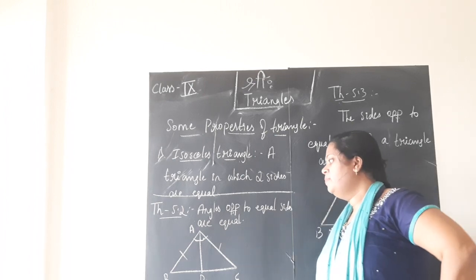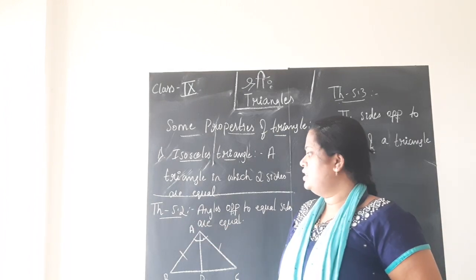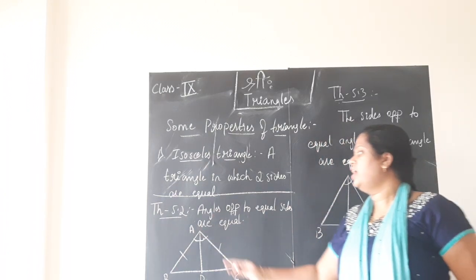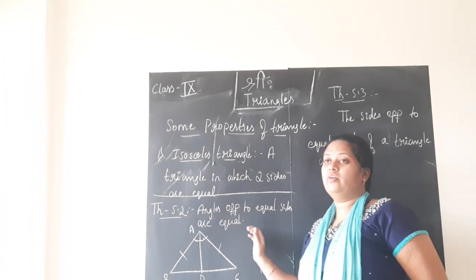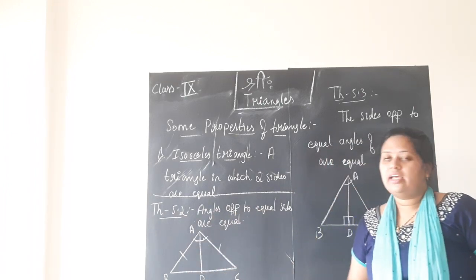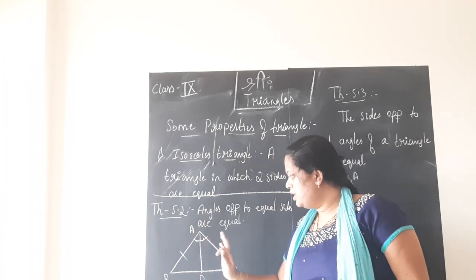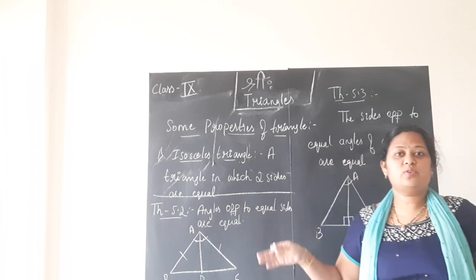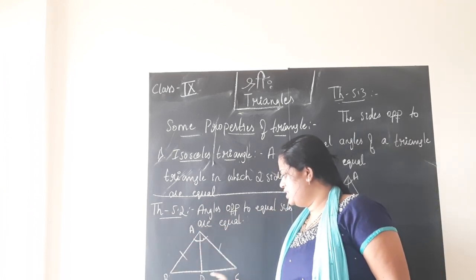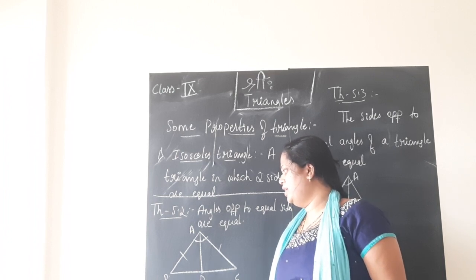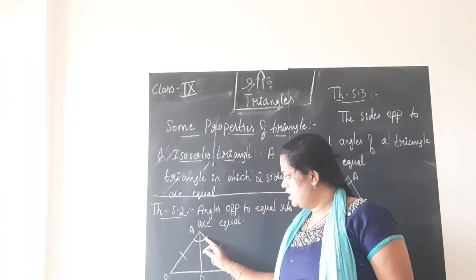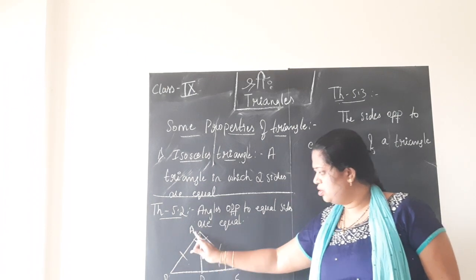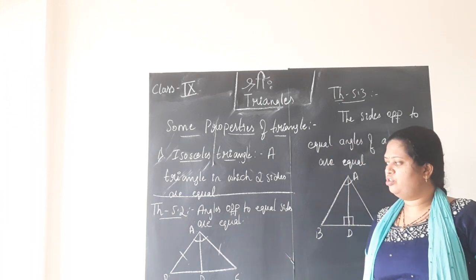Statements are very important. Theorem 5.2 states that angles opposite to equal sides are equal. Here, I have considered the triangle ABC. AD is the altitude drawn, and you have D, one point here. Now, children, it is given that these two sides are marked with single lines, which means AB is equal to AC. It is understood from the figure.